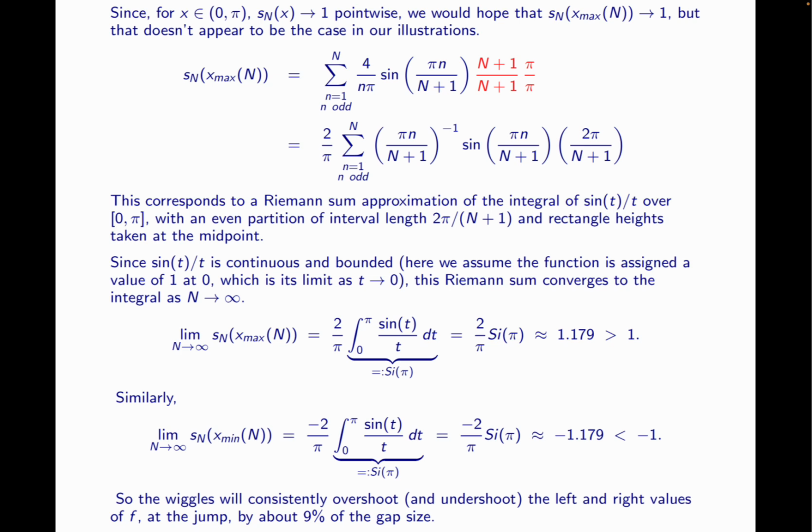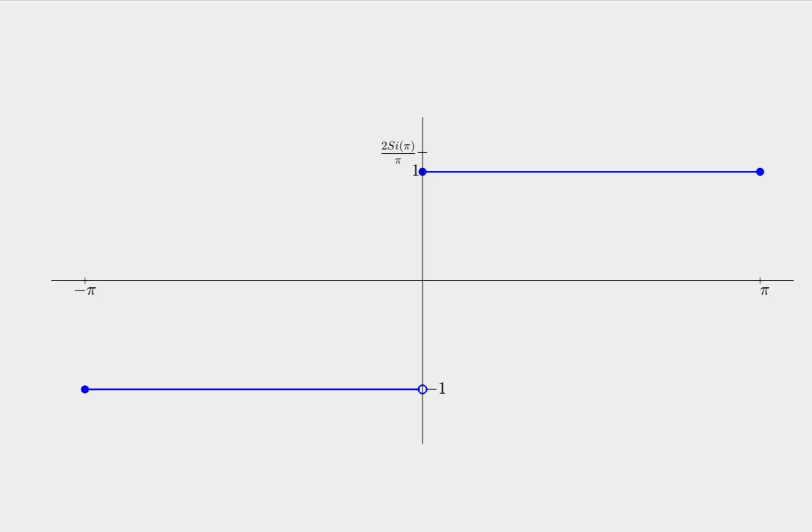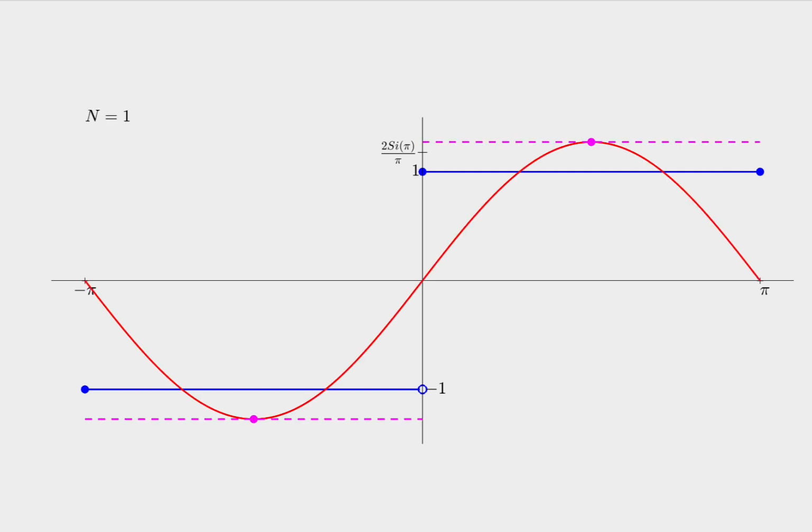So let's revisit our illustration of the Fourier series of our piecewise constant function that goes from negative 1 to 1. And let's see if, in fact, the max and minimum values do converge to what we say they converge to. Let's see if we can see that play out. So here I have the same function as before, negative 1 to the left, 1 to the right, and I've marked on the y-axis 2 times the sine integral function of pi divided by pi. And of course, for n equals 1, right, there's our maximum value. Right, so that magenta dot is right at half of pi.